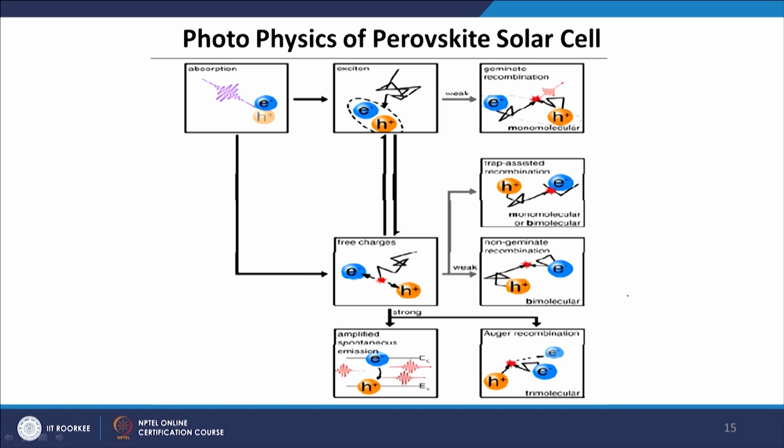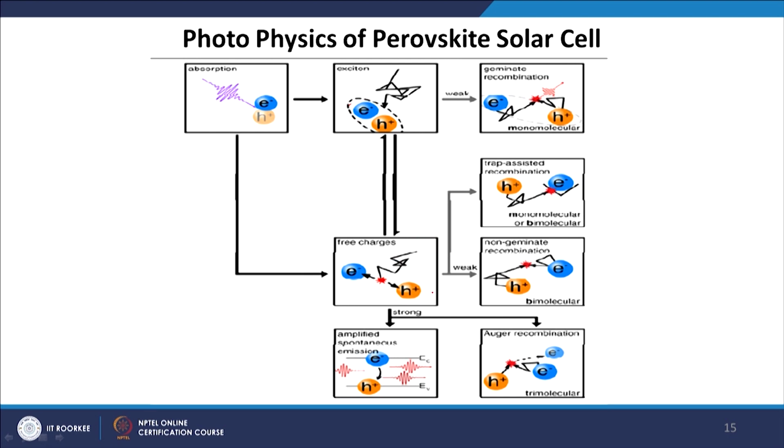Let us take a look at this band diagram, a schematic figure of the whole photophysics of a perovskite solar cell. What happens when light is absorbed? We create an electron hole pair. This bound electron hole pair we call an exciton. If the excitons are weakly bound, then we see a geminate recombination. The electron can couple with the hole, which is a monomolecular recombination. Alternatively, this exciton can disintegrate into free charge carriers. Electrons and holes are now free and can wander around the active material.